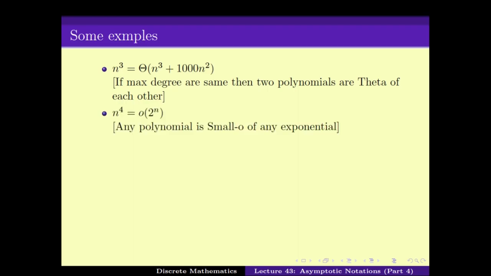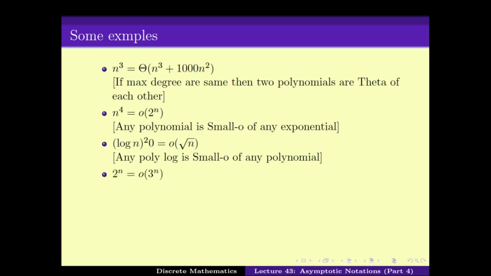Similarly, we have things like any polynomial is small o of any exponential. Or in other words, as n goes to infinity, any polynomial is way, way smaller than any exponential function. Similarly, any power of a logarithmic function is small o of any polynomial. So n power square root n, whatever you want to put. So log n power 20, log n power 30 is small o of square root n. We have things like 2 power n is small o of 3 power n.